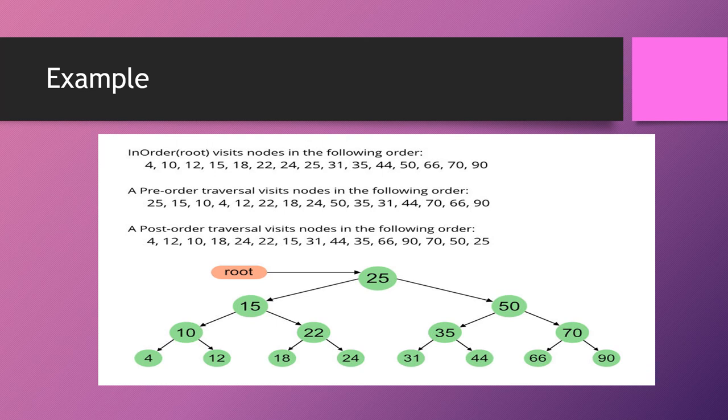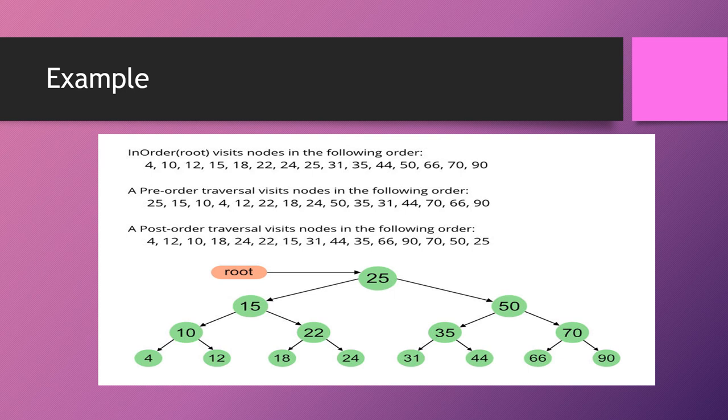And next is post-order. Here it follows first the left node, after that the right node, and last the root node. The last left node of the binary search tree is 4, and next the right node is 12, and the root node is 10. After 10, the left node here is 18, and the right node is 24, after that the root node is 22. After 22, it visits 15.